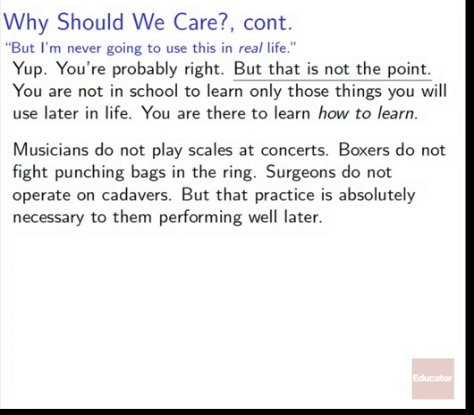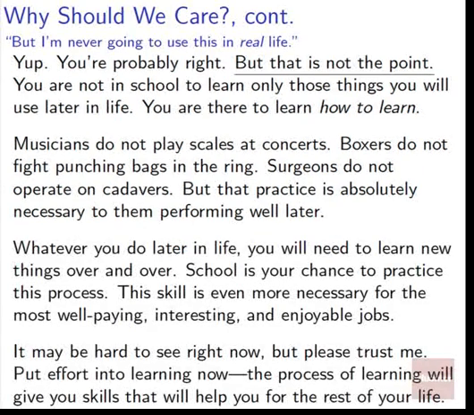Think about this. Musicians do not play scales at concerts. Boxers do not fight punching bags in the ring, and surgeons do not operate on cadavers. But the practice that they get by doing each of those things is absolutely necessary to them being able to perform well later in life. So you might not wind up using this stuff immediately in real life, or you might never use it in real life, whatever that means. But what you're getting now is practice. Whatever you do later in life, you are going to need to learn new things over and over. So much of any interesting job, so much of whatever you do later in life, is going to be learning new things and getting good at those new skills.